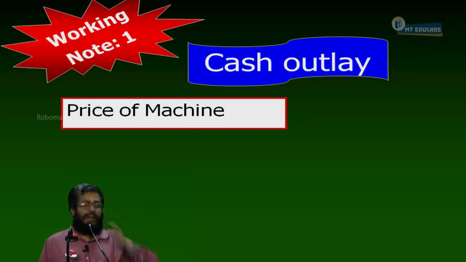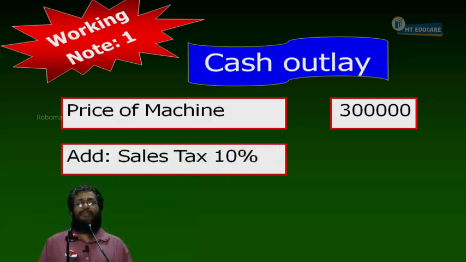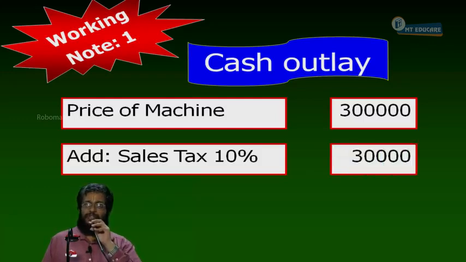How much should I pay to buy that machine? How many rupees? 3 lakhs. Price of the machine is 3 lakhs. To this, I should be adding what? Sales tax. When I buy the machine, I have to pay the seller a sales tax or not? Sales tax is 10%. What is 10% sales tax? 30,000. Add sales tax 30,000.